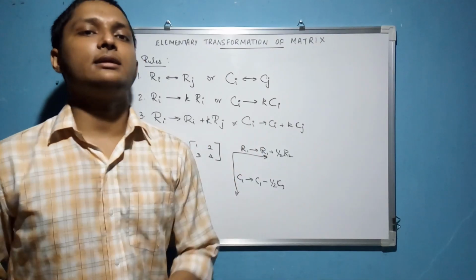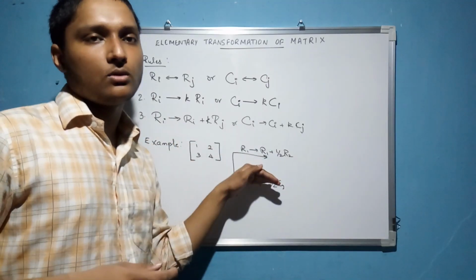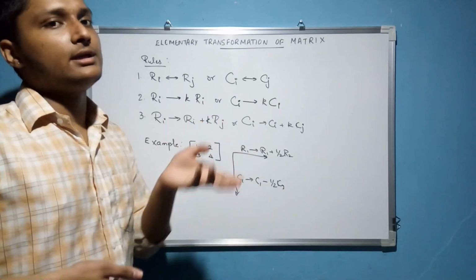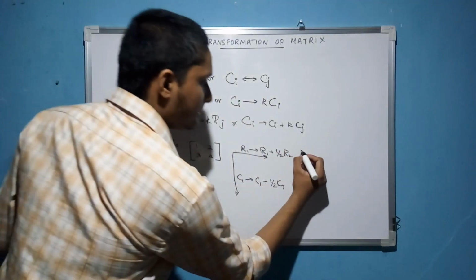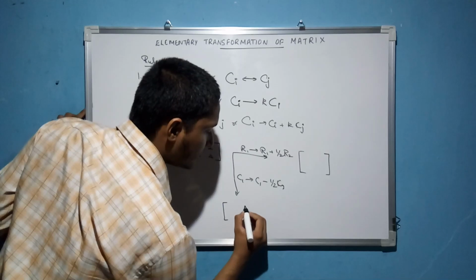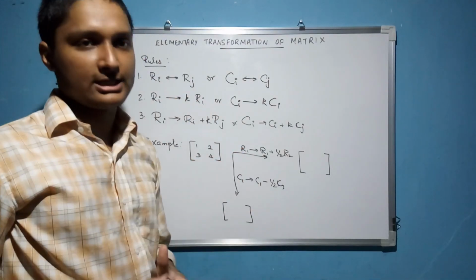So whenever you find, in one case, you can use either row or column transformation in the case of a matrix. If it is a determinant, that is a different case. We need to think about that later, not now. So you are going to have a 2 by 2 matrix in both the cases. So what is going to change here?